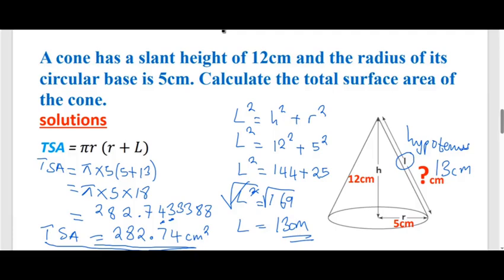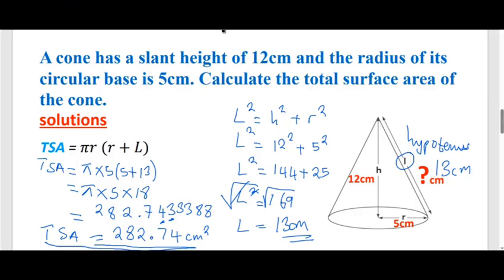So you really need to know how to understand the question. Sometimes they can manipulate the question whereby they give you the slant height and the area, and then ask you to find the radius. It entirely depends on how the question is. So you really need to know how to read the question, understand it, and apply the concept.